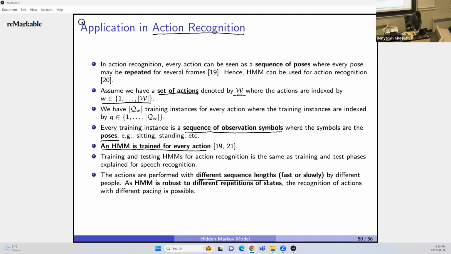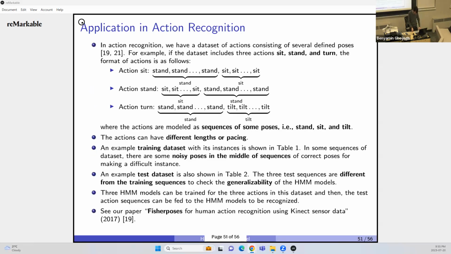Then again, it's robust to different sequence lengths because people do the actions with different pacing. Maybe this is also jogging, and this is also jogging, right? And as it is robust to different repetitions of the states, then it's good. For more information, you can see my thesis and paper. The thesis is in Persian. You can find it in the library of Sharif University, but the paper has been published. Search Fisher poses and you will see that.